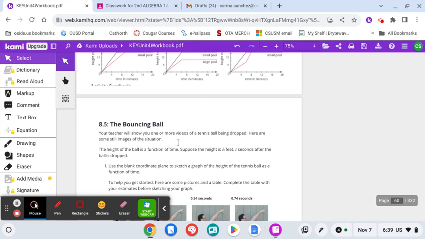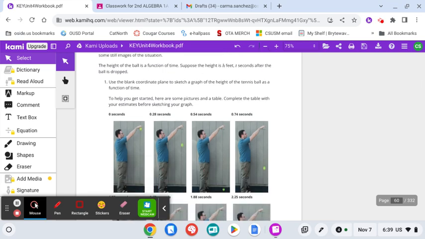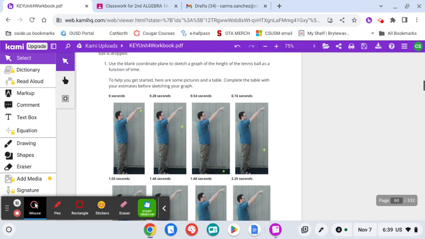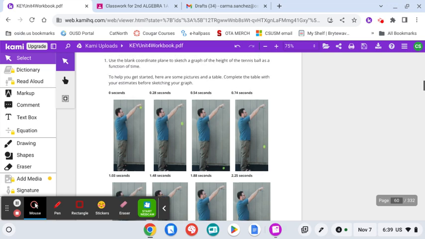Finally, there's going to be one more link for a video for a tennis ball being dropped. Here are the still images of the situation. The height of the ball is a function of time. Suppose the height h in feet and t seconds after the ball is dropped. Use the blank coordinate plane to sketch a graph of the height of the tennis ball as a function of time. To help you get started, here are some pictures.